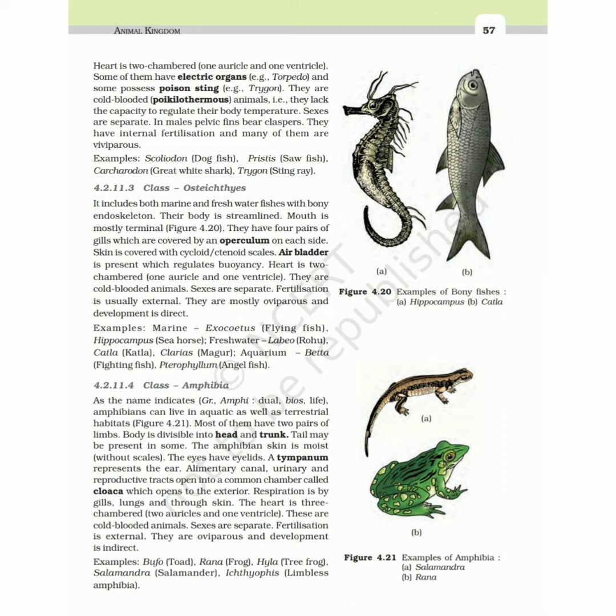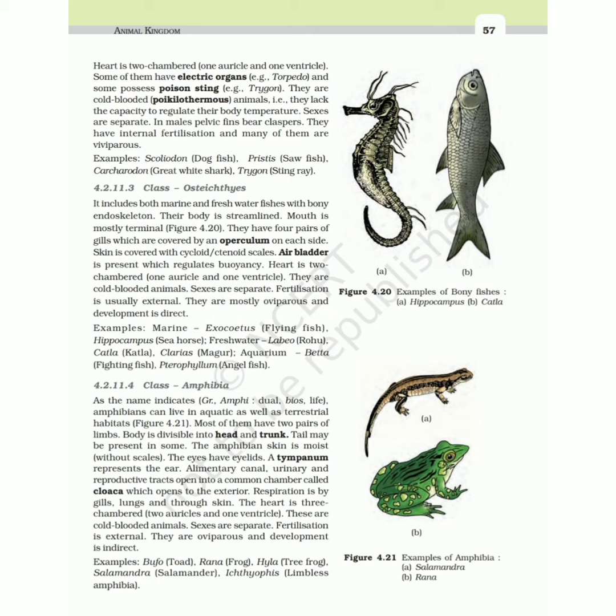Heart is two-chambered, one auricle and one ventricle. They are cold-blooded animals. Sexes are separate. Fertilization is usually external. They are mostly oviparous and development is direct. Examples: marine: Exocoetus, flying fish; Hippocampus, seahorse; freshwater: Labeo rohita, rohu; Catla, catla; Clarias, magur; aquarium: Betta, fighting fish; Pterophyllum, angelfish.